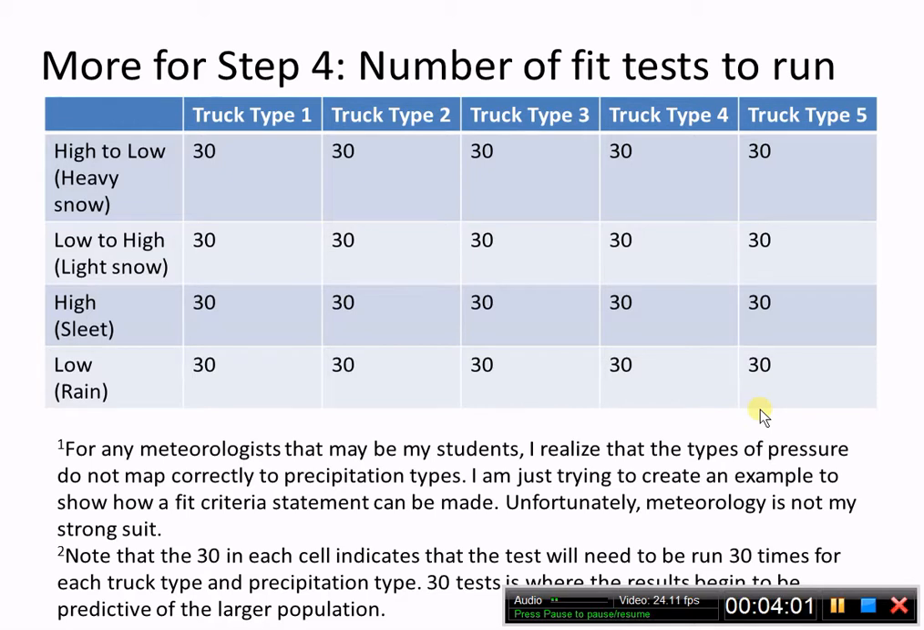Please note my disclaimer with the superscript number 1. For any meteorologists that may be my students, I realize that the types of pressure do not map correctly to the precipitation types. I'm just trying to create an example to show how a fit criteria statement can be made. Unfortunately, meteorology is not my strong suit. Please note superscript number 2. The 30 in each cell indicates that the test will need to be run 30 times for each truck type and precipitation type. 30 tests is where the results that come back from the tests begin to be predictive of the larger population.